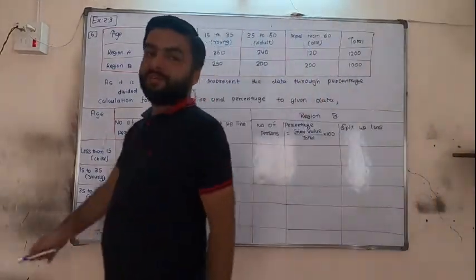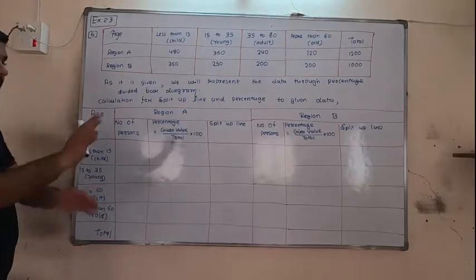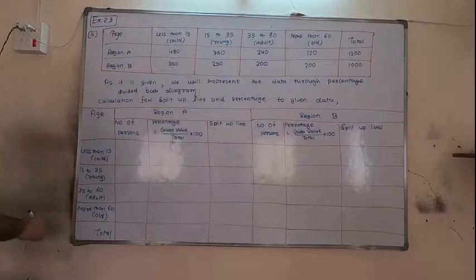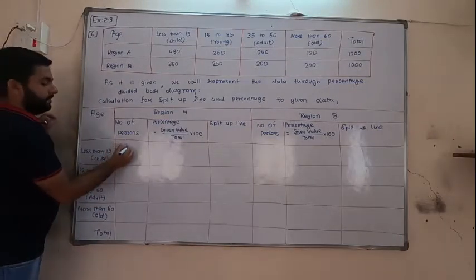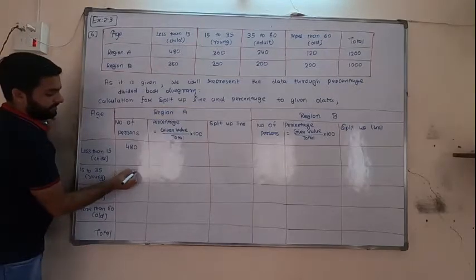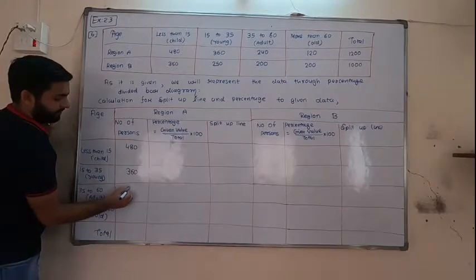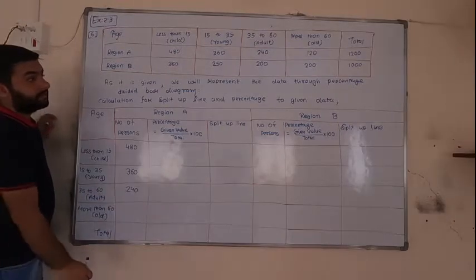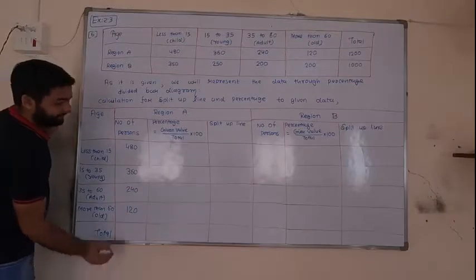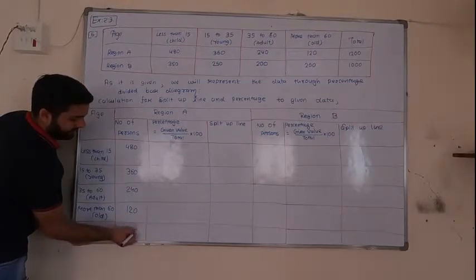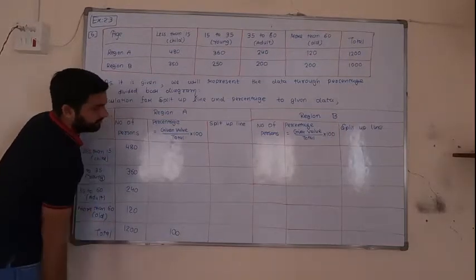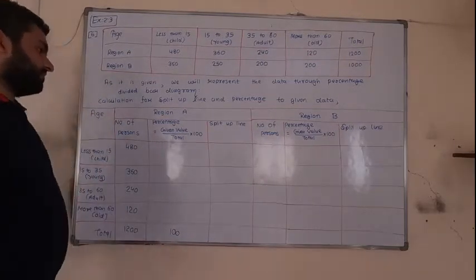Somewhat huge calculation is there. If you want, you can take your book and also you can write. Now we are writing the data. 480, 360, 240. Okay, the power supply has gone. 120, 1200. Here as we are calculating percentage, so percentage total will be always 100.